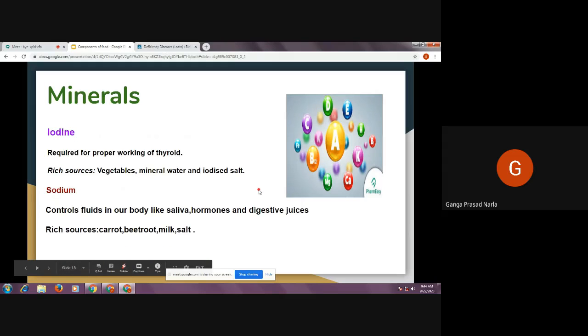Yeah, and two more minerals: iodine and sodium. Sodium hypochlorite. When we get injured we keep iodine, right? That iodine, right? So no, don't drink that iodine directly. That is not the same.